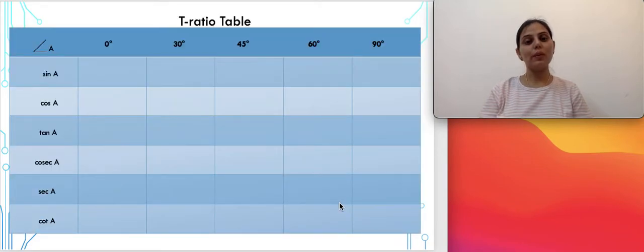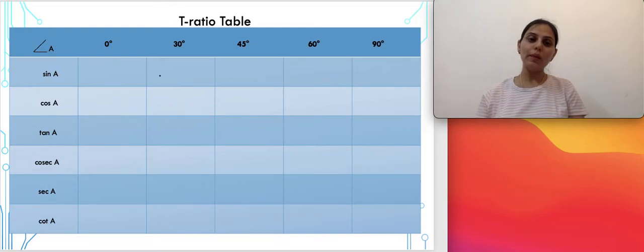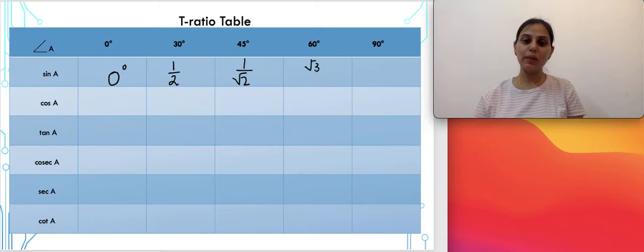For the T ratio table, let's see what are the values for angle A. If you only remember the values for sine, you can find all other values very easily. So for sine 0 degree, the value is 0. The proof is not there in your syllabus, so we are writing the direct values. Sine 30, just now we have calculated, the value is 1 upon 2. Sine 45 also we have calculated, the value is 1 upon root 2. For sine 60, the value is root 3 by 2. And for sine 90, the value is 1.